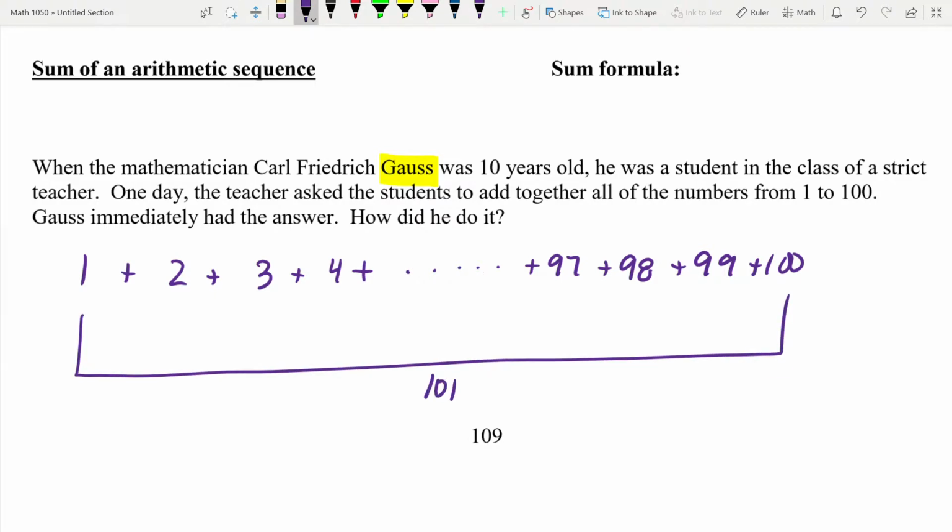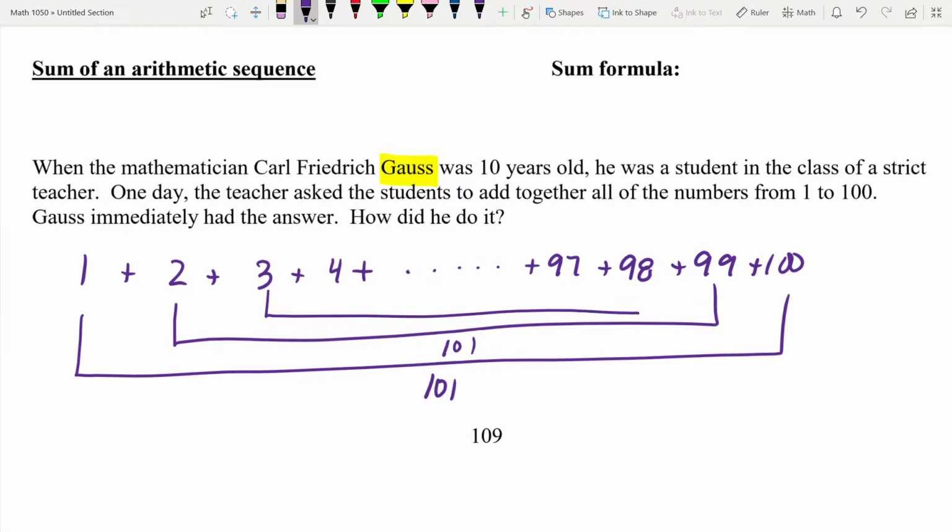1 plus 100 is 101, right? 2 plus 99 is 101. 3 plus 98 is 101. 4 plus 97 is 101. Repeat, repeat, repeat. So I'm going to have a whole bunch of 101s. How many 101s am I going to have? I'm going to have 50. How do you know I'm going to have 50? If you have 100 numbers and you're pairing them up, that leaves 50. So go 50 times 101, and your answer is 5,050.